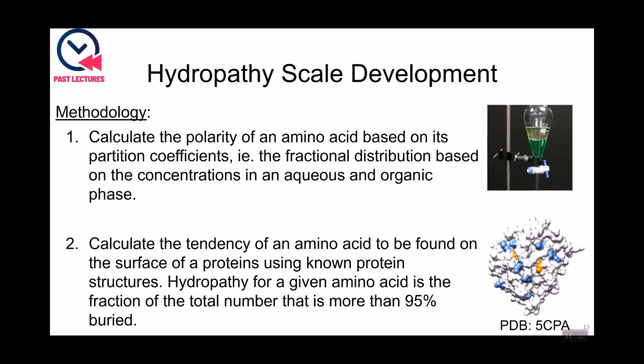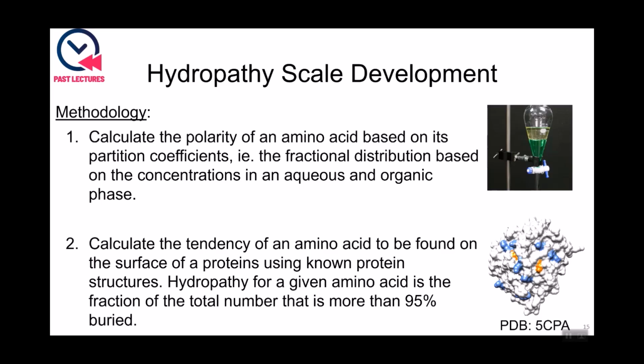If you were to use octanol, which would mimic the lipid interior or a very hydrophobic environment, you would expect hydrophobic amino acids to separate and be found in this sample. You could then measure the concentration of your amino acid in each of the two phases and calculate the fractional distribution. The second approach was done by Chothia in the 1970s, and this involves averaging out where the amino acids are found in known protein structures. At the time, only 12 protein structures were used, but you could now do it using the thousands of structures that we have to get an even better estimate.